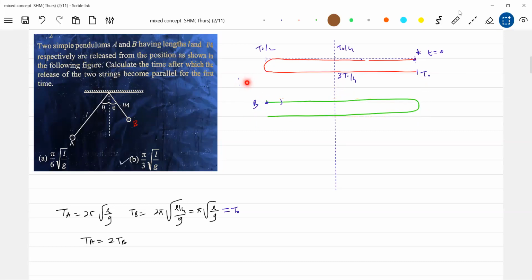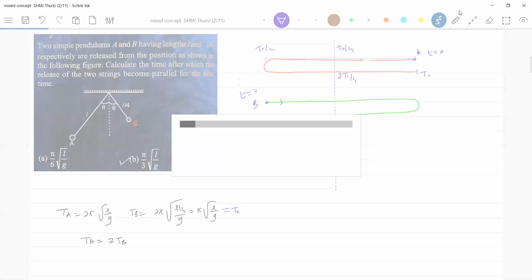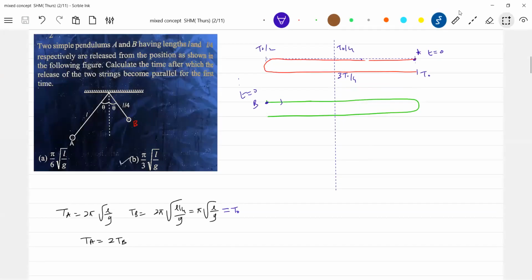Yeah, we'll begin like this. So this will be T equals 0. What is the time taken by it? Time taken by it will be 2 T naught. So at what time will it be here? T naught by 2, T naught. When it is here at T naught by 4, the other will be somewhere here.